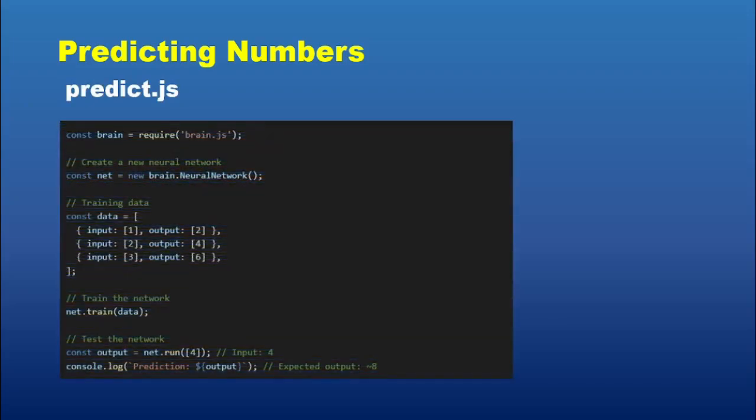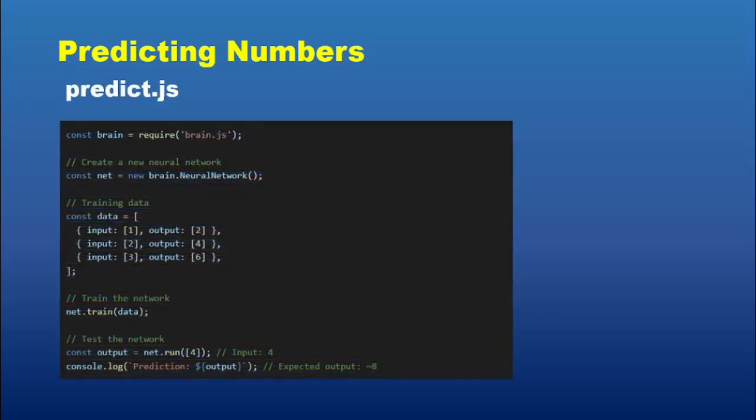Your first AI program with Brain.js. Let's start small by creating a basic program to predict outputs based on inputs. We'll use Brain.js for this task because it's simple and beginner-friendly. Example: predicting numbers. 1. Create a new file called predict.js. 2. Add the following code.